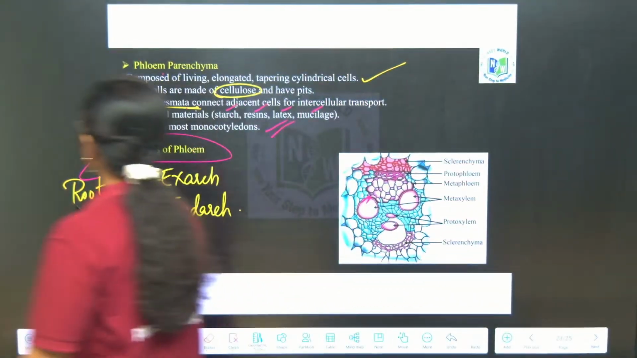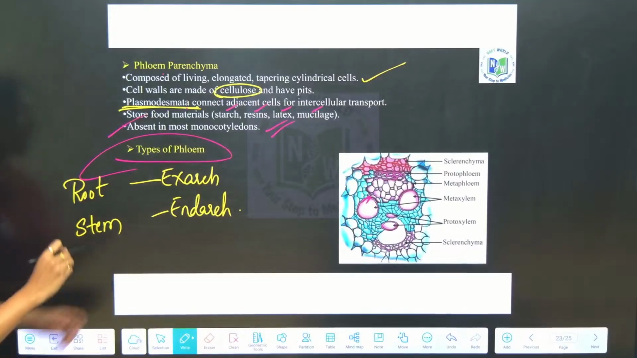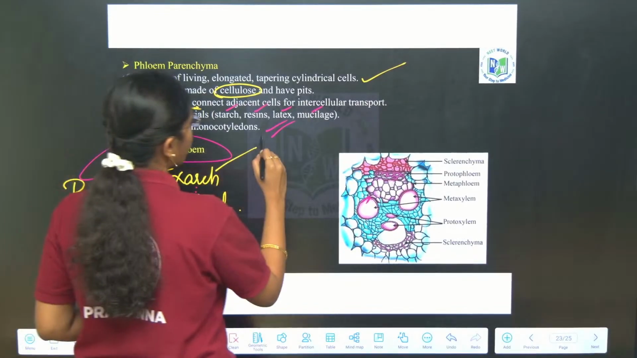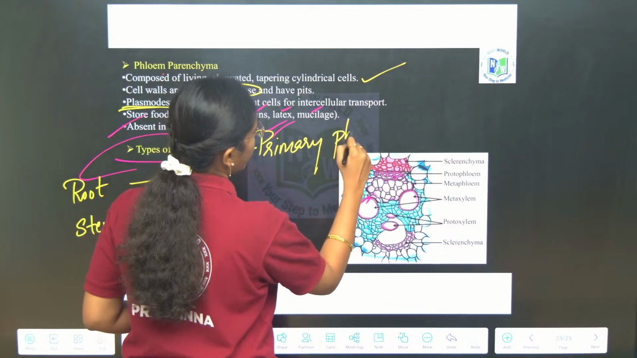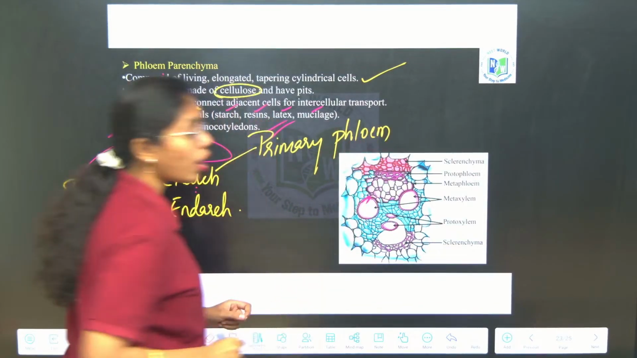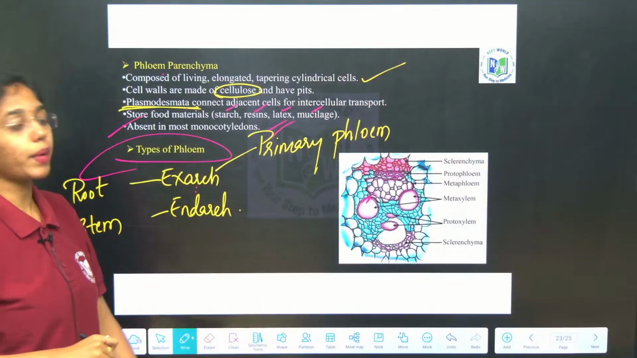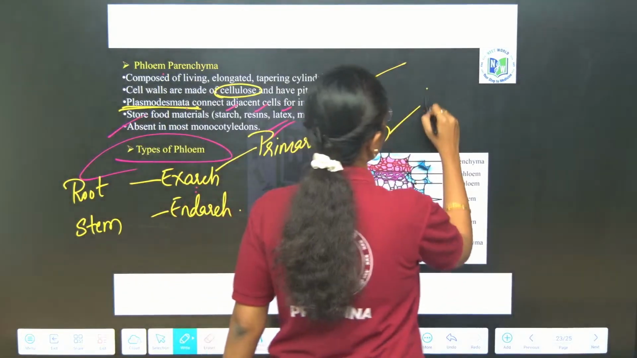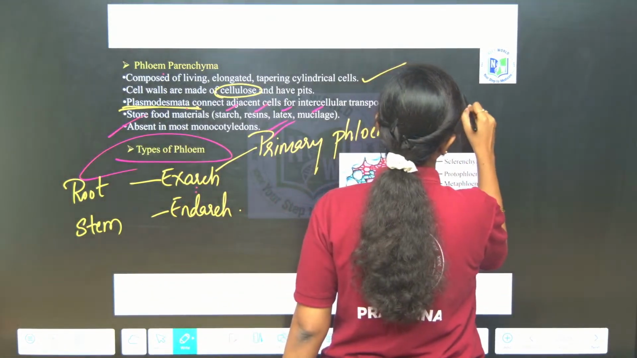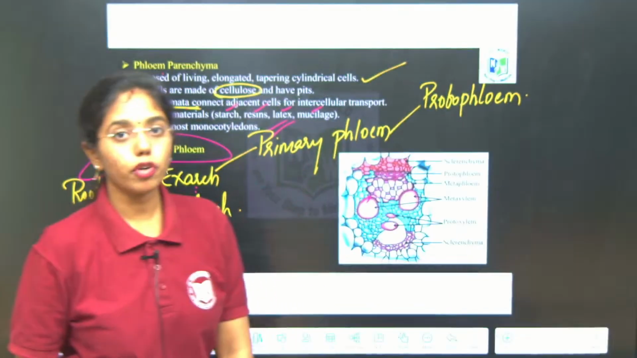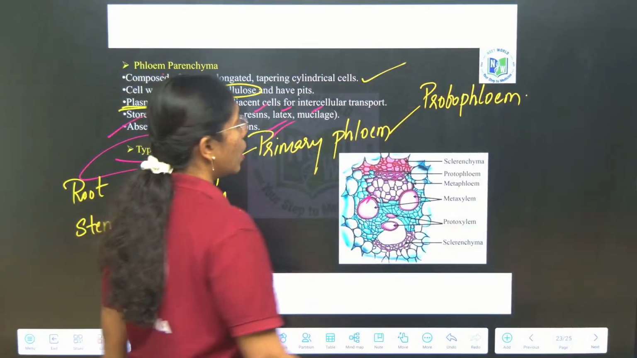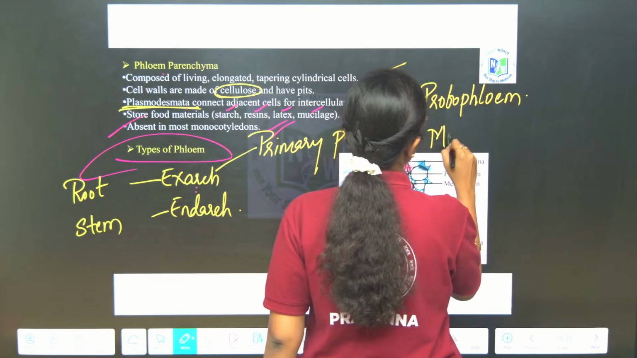Here you see exarch condition, where primary phloem again has two parts. The first formed primary phloem or the primitive primary phloem is considered as what? Protophloem. The later formed primary phloem or matured form of primary phloem is what? Metaphloem.